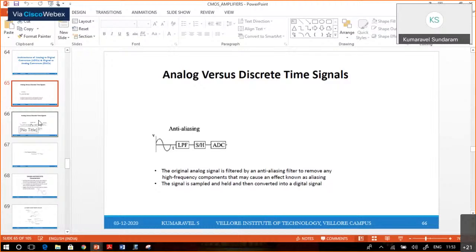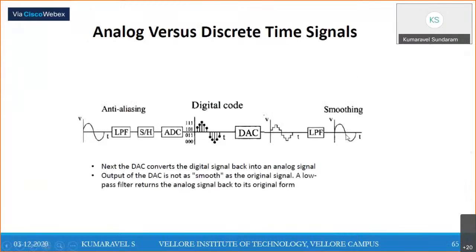The first front end block of the analog signal is going to be the sample and hold circuit, and after sampling, the corresponding sampled output will be compared with a reference voltage, and accordingly the digital bits will be given as output.